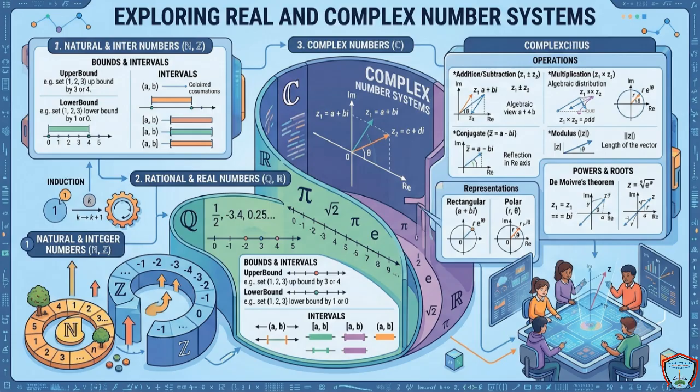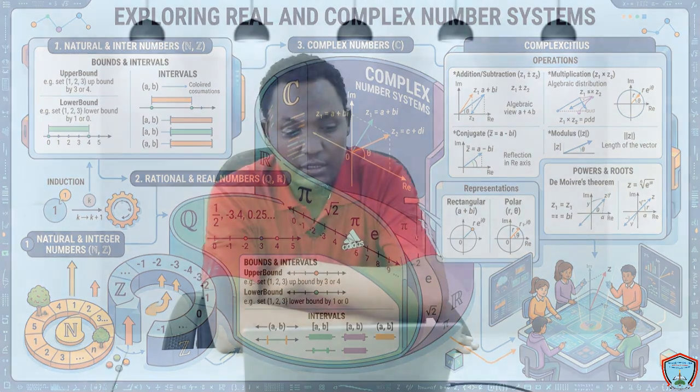0 is the additive identity because adding 0 does not change a number, as we stated before, while 1 is the multiplicative identity because multiplying a number by 1 leaves the number unchanged. Every real number also has an additive inverse, and every non-zero real number has a multiplicative inverse. This property makes the real number system highly structured and useful for mathematical analysis.